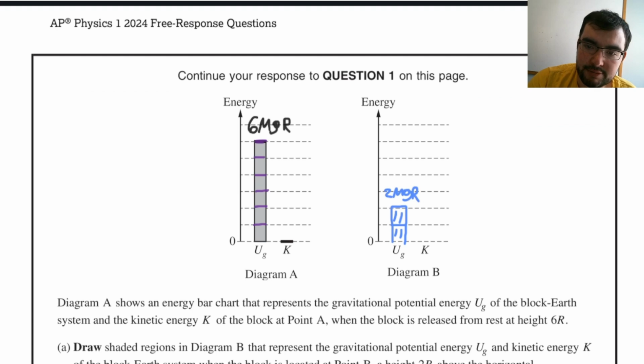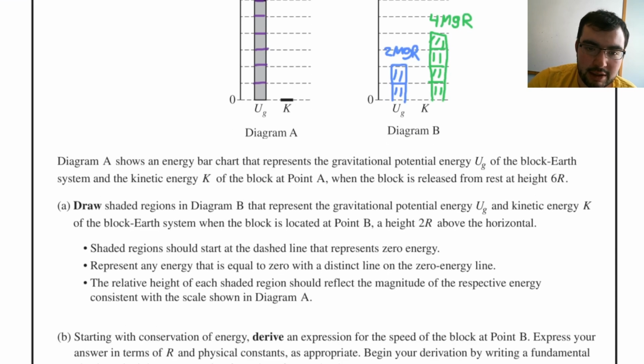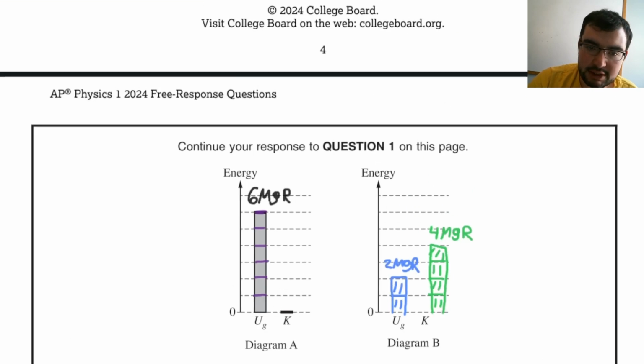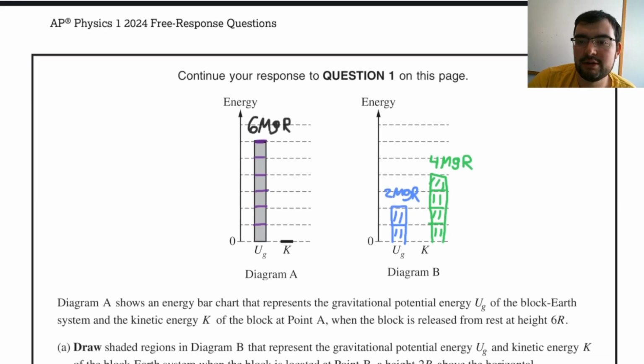And then, even though we aren't given anything explicitly about the velocity, we know what it has to be, or at least we know what the kinetic energy has to be, because since energy is conserved, the total has to add up to 6 bars. So if there are 6 bars at the start, there have to be 6 bars at the end. So this would be 4 mgr. Again, it doesn't explicitly say we have to label, it just says that the relative heights have to match. So we have 6 bars, and then we have 2 plus 4. So they equal 6, and they're accurate with each other.